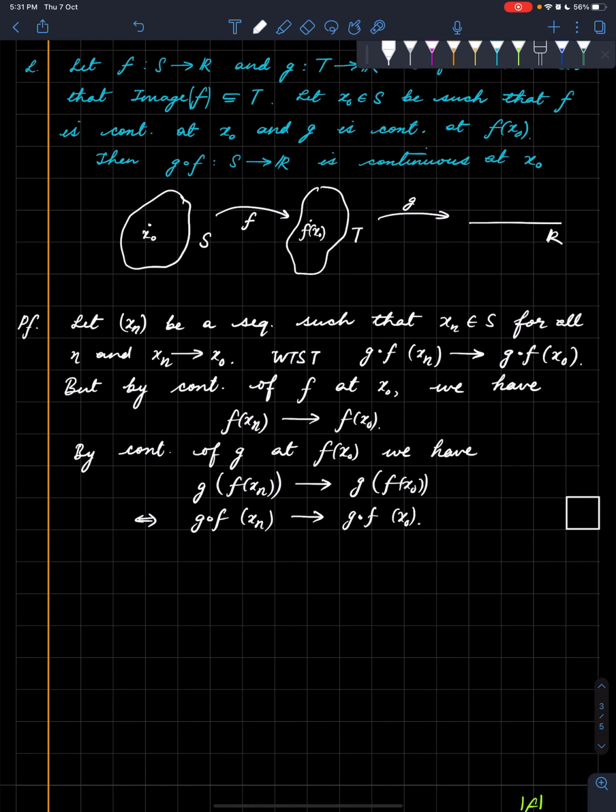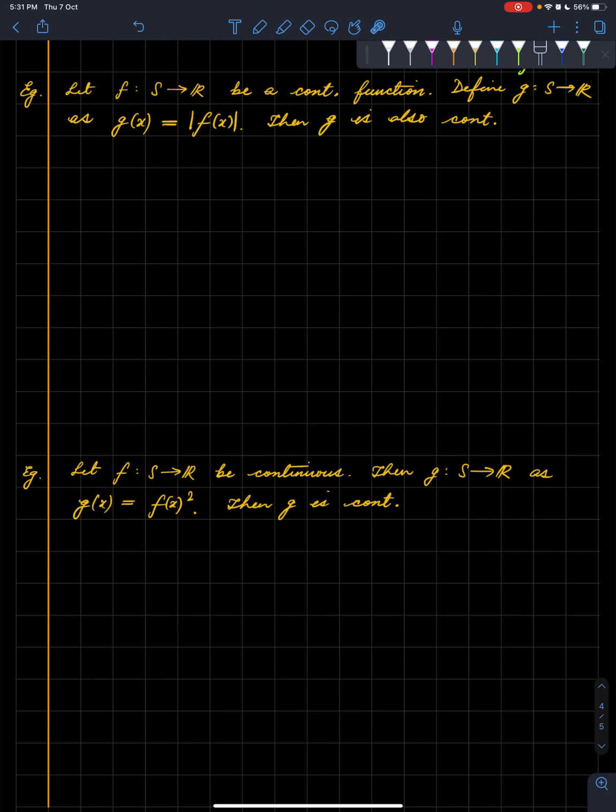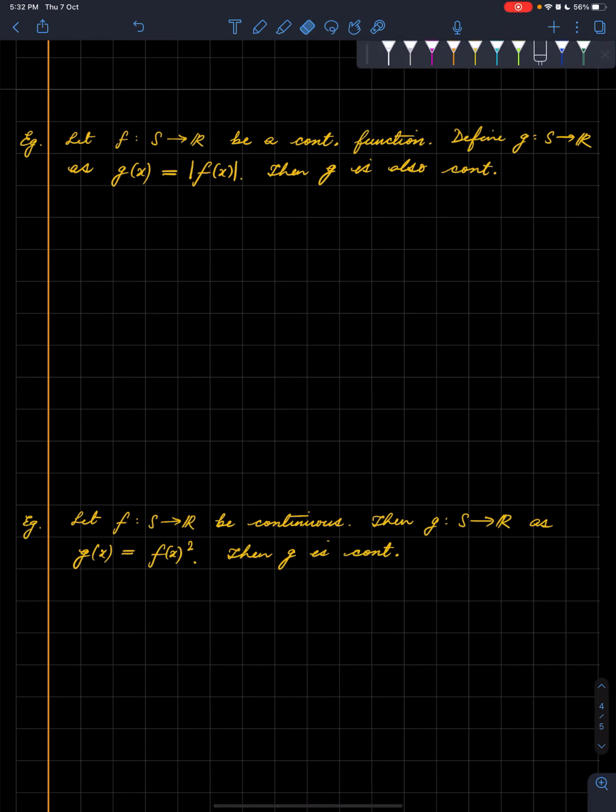Very simple. But this is useful, so let's see some very simple examples. Here we have a function f which is continuous everywhere. One can make analogous statements for functions which are continuous at a given point. Define another function g on the same domain, which consumes a point x and spits out the absolute value of the value which f takes. Then we want to show that g is also continuous.